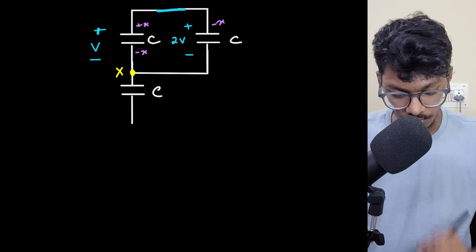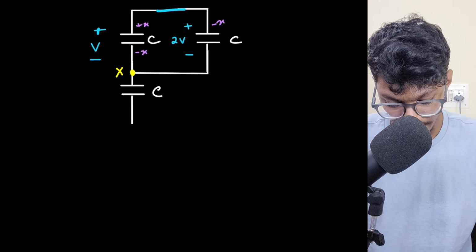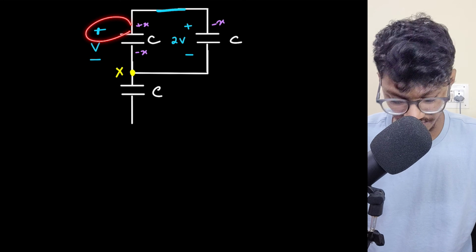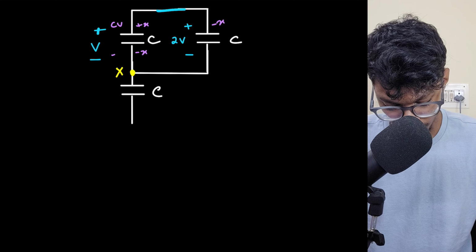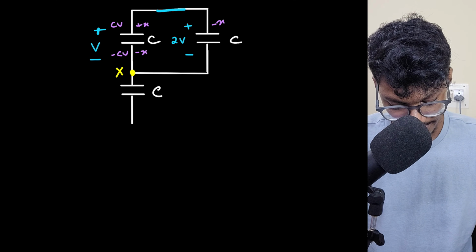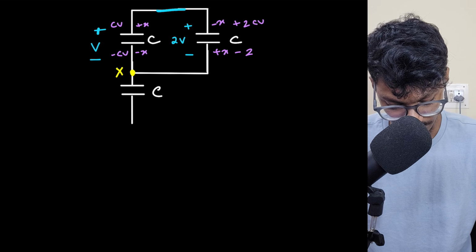Now one more thing: what was the initial charge that was present in this plate? The initial charge was C times V at the top plate, so this is CV, and here it should be minus CV. Here the initial charge is plus 2CV, so this should be plus X and this should be minus 2CV.